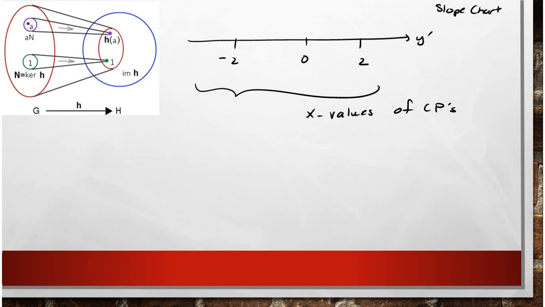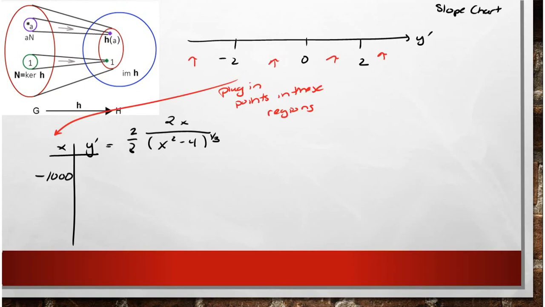Then you take all those critical points and you lay them out on the slope chart, and you choose values in between those in a table. So you choose a value to the left of minus 2, choose a value between minus 2 and 0, choose a value from 0 to 2, you choose another one, and that one after 2. It's a real pain in the butt, this thing.